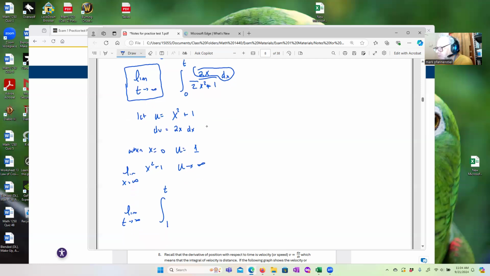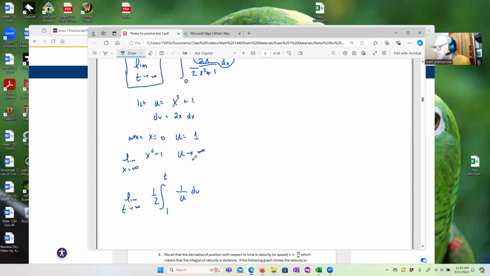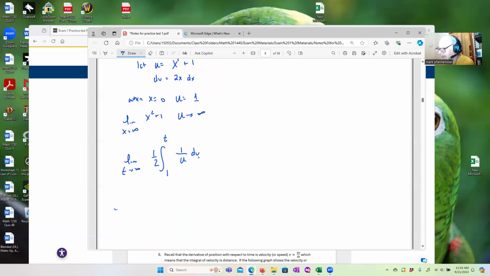We have 1 over, what was x squared plus 1? That was just going to be u. And my du was this whole 2x dx. So we're going to have a du here, rather. And I've got a 1/2 out front, because I usually like to put my constants out in the beginning. This isn't too bad of an integral, right? We're going to have limit as t goes to infinity of 1/2 natural log of absolute value of u, again going from 1 to t.